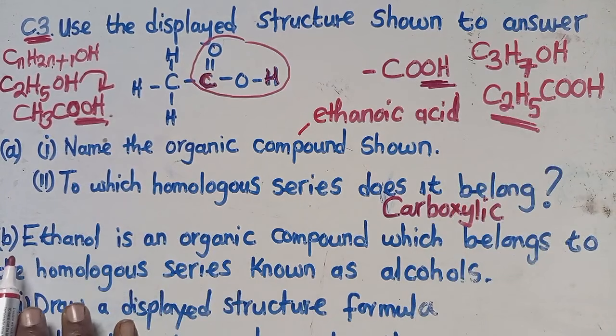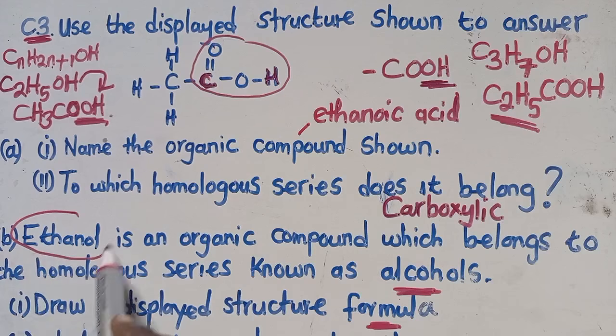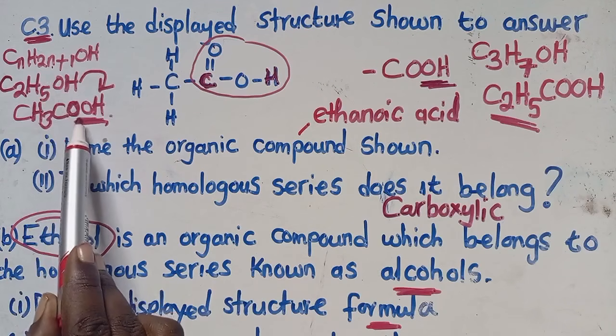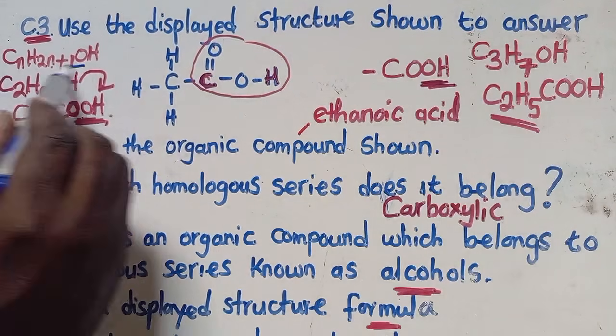We now go to question 2, B. Ethanol is an organic compound which belongs to the homologous series known as alcohols. Draw the displayed structure of this same compound, ethanol. Ethanol, you draw the structure of ethanol. Ethanol is this one, which changes to ethanoic acid. So ethanol is the one that is here.